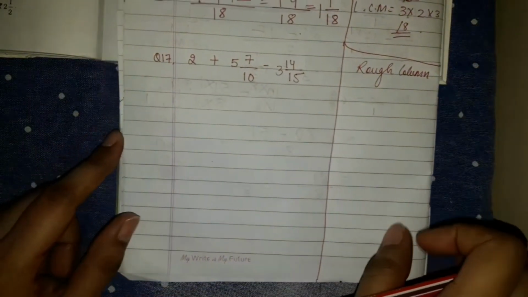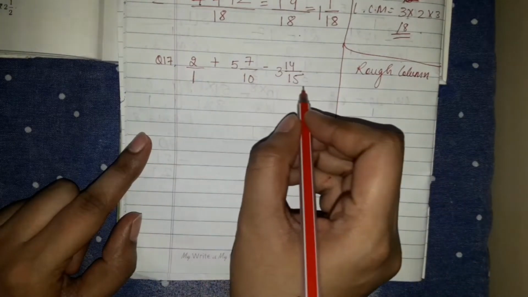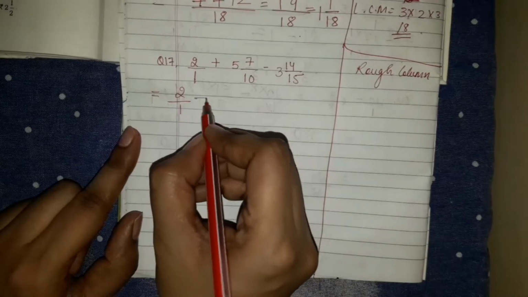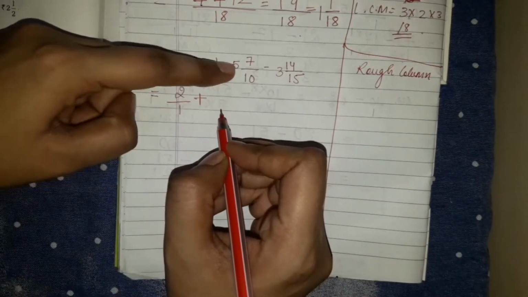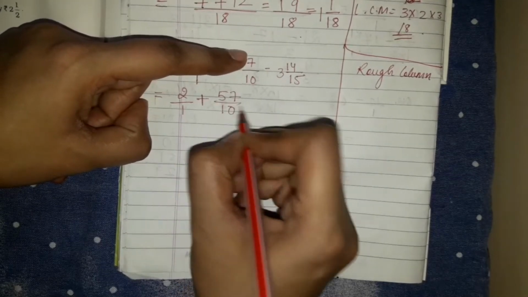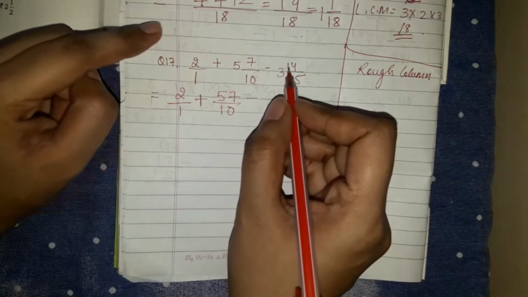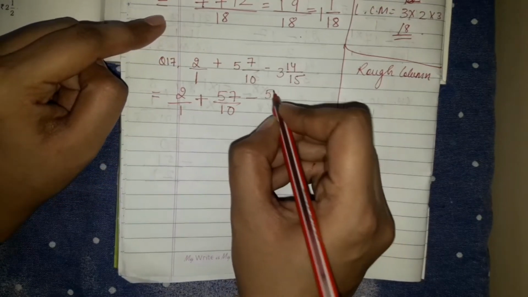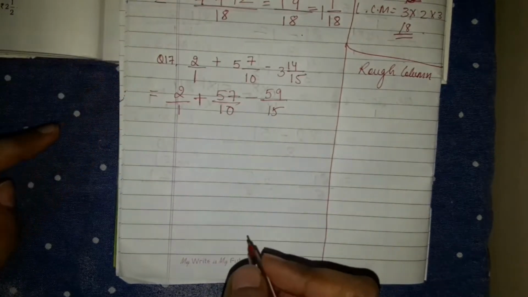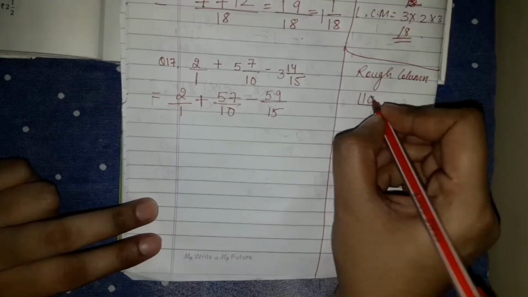Question number 17. This is not a fraction, we will change it into a fraction. Let's change them into improper fractions. 2 upon 1 will remain 2 upon 1. Plus will come in between. Then 10 into 5 is 50. 50 plus 7 will be 57 upon 10. 15 3s is how much? 45. And 45 plus 14 will give you what? 59 upon 15. Let's take out the LCM.